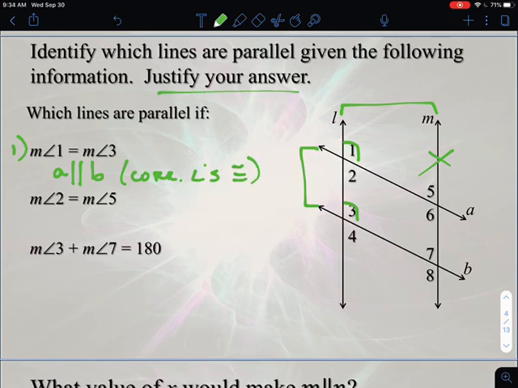So when you're doing this, it said justify your answer. Your justification is whatever angle pair they gave you. So A is parallel to B because they gave us corresponding angles that were congruent.